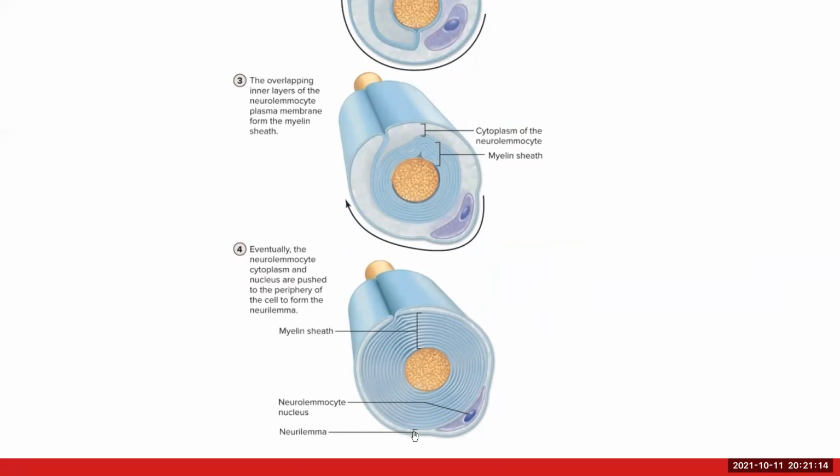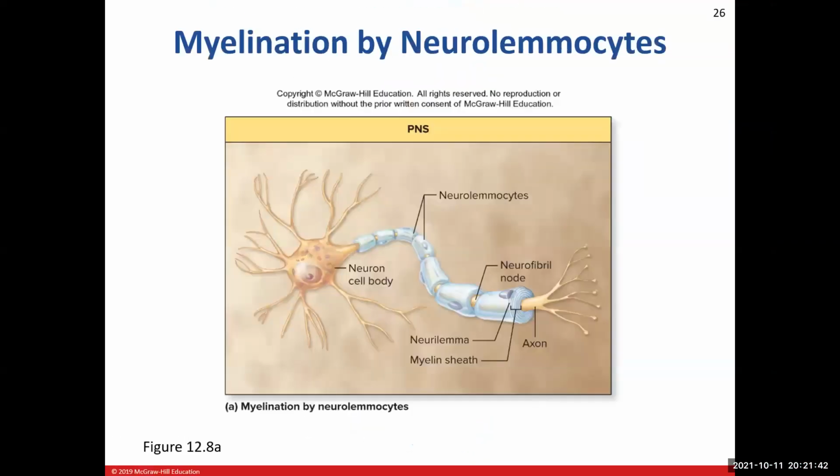Where we see the nucleus of the Schwann cell and the cytoplasm on the periphery, that's called the neurolemma. Then you can see these tightly wrapped layers around the axon itself. That's the myelin sheath. So one single neurolemocyte in the peripheral nervous system is going to wrap itself around the axon. It's roughly about 1 millimeter in width.